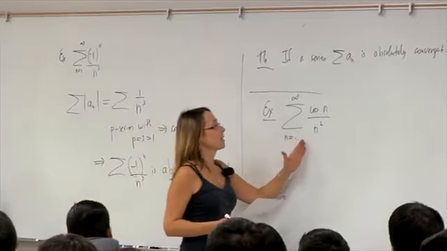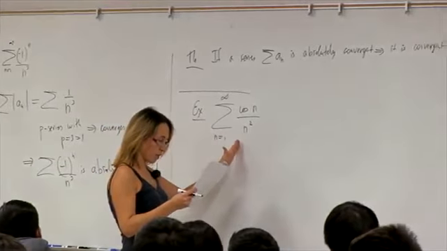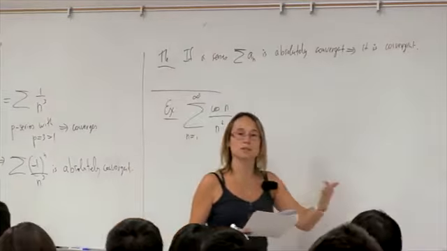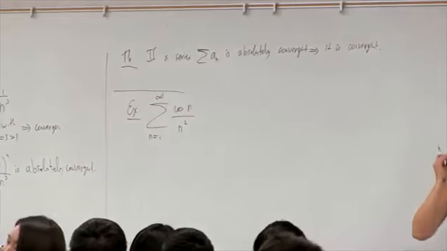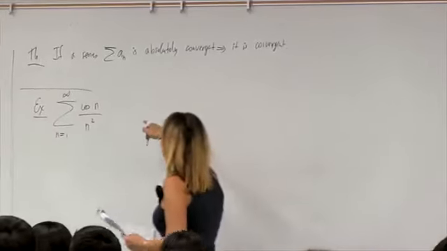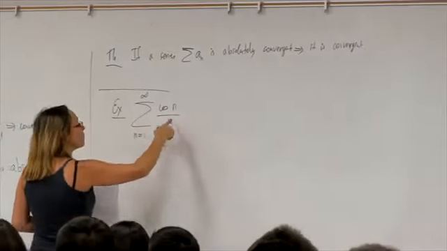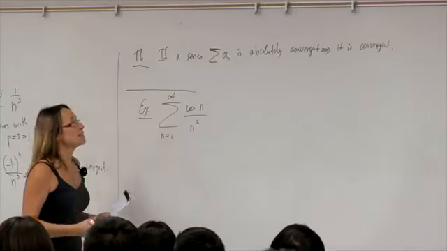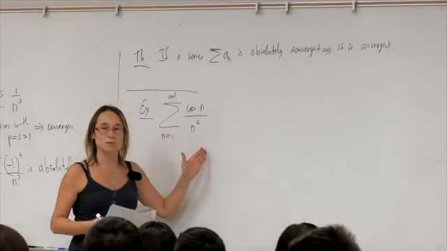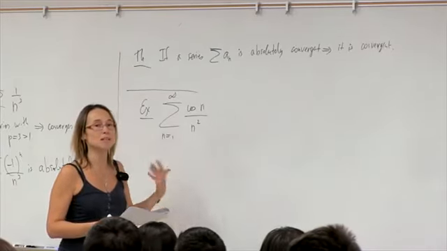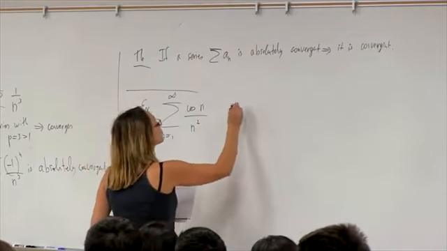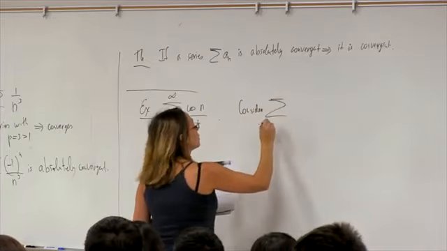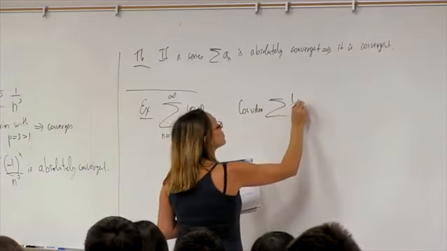Actually, the changes of sign are not as regular. Like the first term is positive, the next three are negative, the following three are positive, and so on. The sign changes in an irregular fashion. So it's not quite an alternating series, but it's a series whose terms do change sign. So it makes sense to talk about its absolute convergence. It makes sense to investigate that. So consider the series of absolute values.